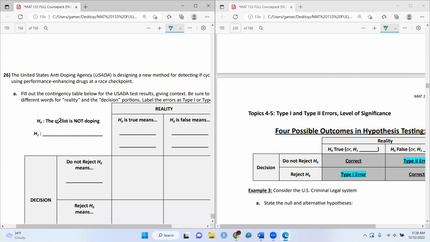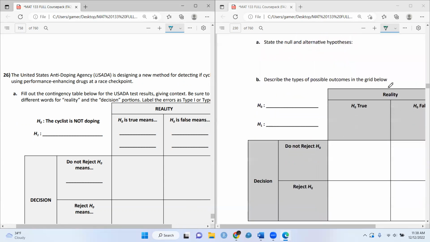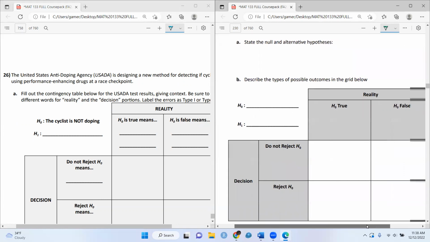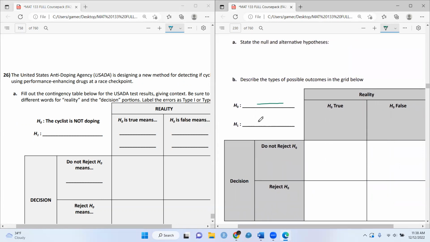What we have to put in then is the context of what that means. So what we're saying here, the cyclist is not doping, is the assumed value, right? What would be the alternative? That it is. Good. So then you could follow what you have in your notes of how that's written out. If this is the "not" and this is the "is", then you could put in what it means if H0 is true. Well, that means in reality, they're not doping, right? If it's false, it means in reality they are doping. That kind of thing.